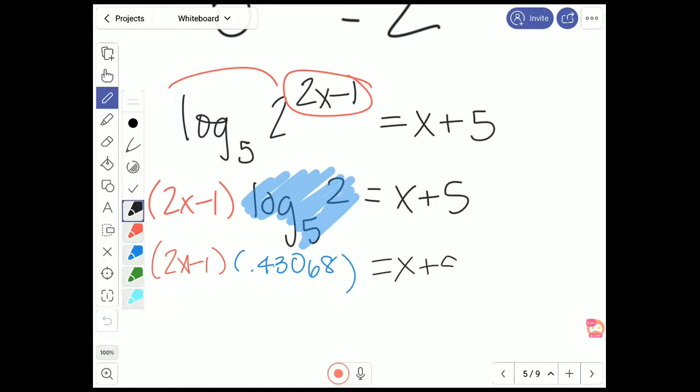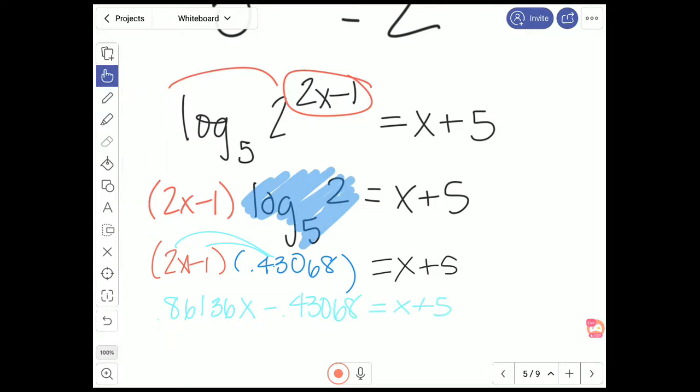Equals x plus 5. And this problem, I acknowledge, looks horrible because I have this awful number, but imagine what we would do with it if it was just 4 instead of 0.43068. All this number needs is to be multiplied by 2x minus 1, which means I need to distribute it in. So I need to multiply it by 2, which is going to give me 0.86136x, because it was 2x times 0.43068. And then I need to multiply it by negative 1, so minus 0.43068 equals x plus 5.